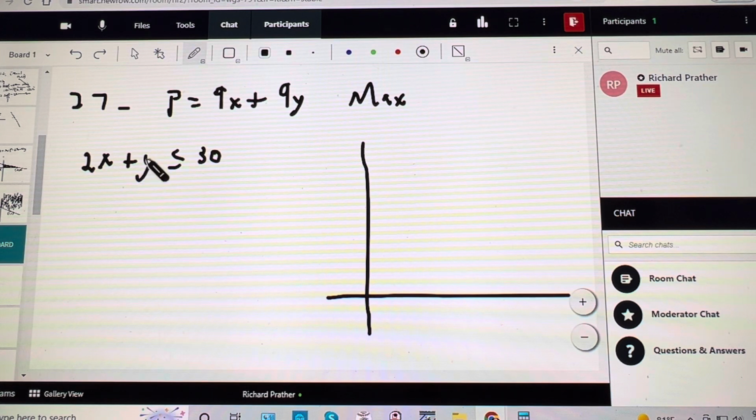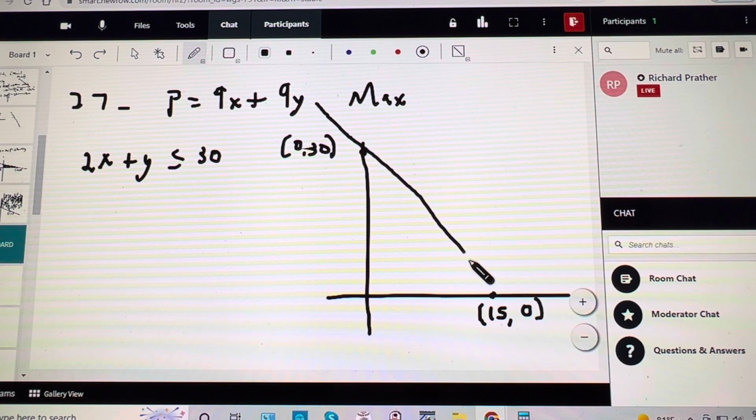So if y is 0, 2x would equal 30, x would be 15. And this may or may not be a corner point. Just because it's on your graph doesn't make it a corner point automatically. And then if you plug 0 in for x, y would be 30 way up here. Less than means you're going down, so far we're inside this triangle right here.